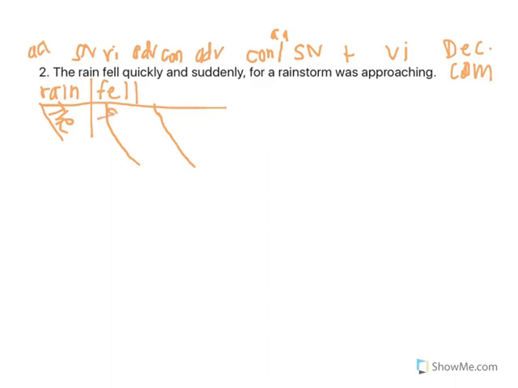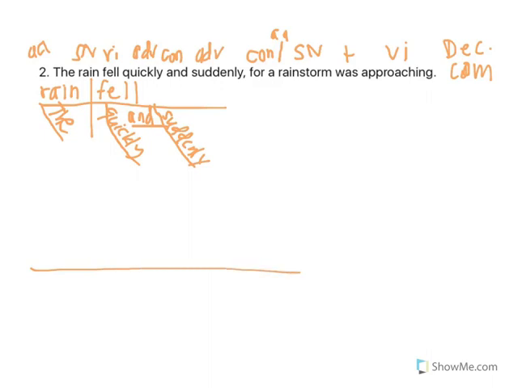So we're going to diagram this as normal, quickly, suddenly. Both of these are adverbs. And we have to write that they are combined or joined by our conjunction and. And we're going to do that just with a line in between these two words, quickly and suddenly. The rain fell quickly and suddenly.